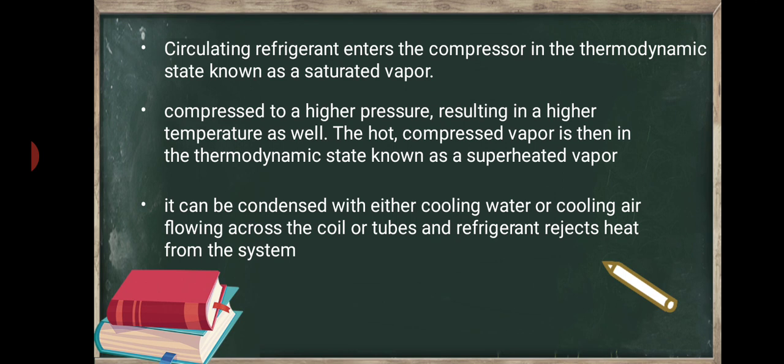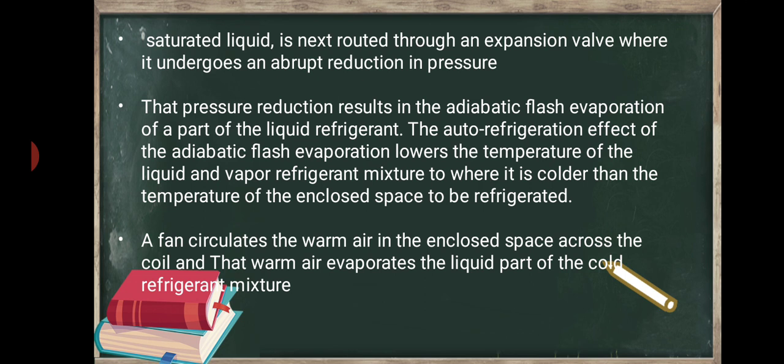It can be condensed with either cooling water or cooling air flowing across the coil or tube, and the refrigerant rejects the heat from the system. You know where it rejects the heat, of course, to the surroundings. And then the saturated liquid. After the condenser, it will become a saturated liquid. Here, the phase transition occurs at the critical point.